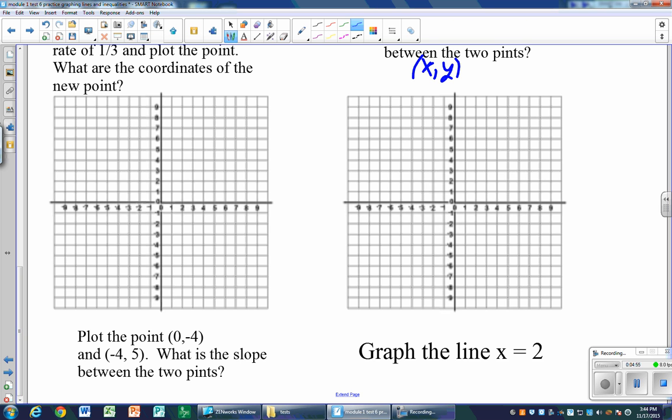Plot the point 0, -4. Do these a little faster. And negative 4. I'm above the negative 4 in the x direction, and I am at the same level as the 5 in the y direction. Negative 4, 5. What's the slope between these 2 points?